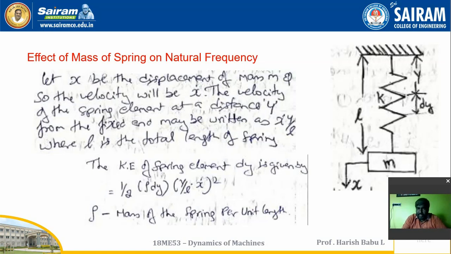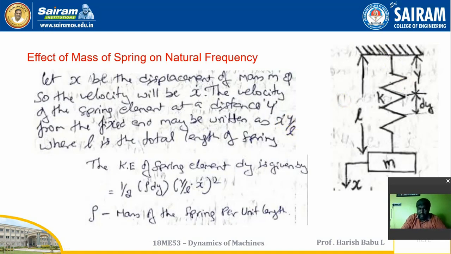So let us consider again the spring mass system as shown in the figure, with stiffness k, mass M, and length of the spring L. Let us take x as the displacement of mass M, and the velocity will be x dot. If I consider a spring element dy at a distance y from the fixed end, the velocity of the spring element may be written as x dot into y by L, where L is the total length of the spring.